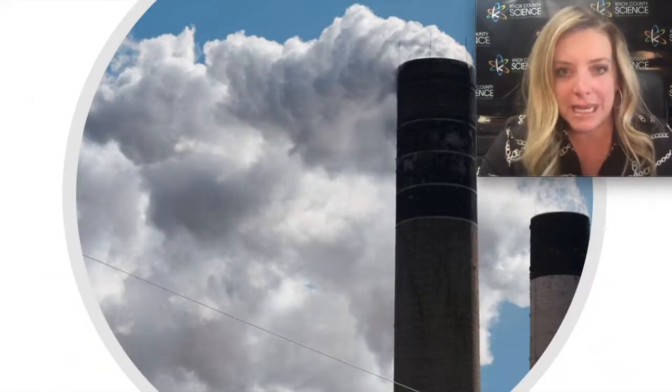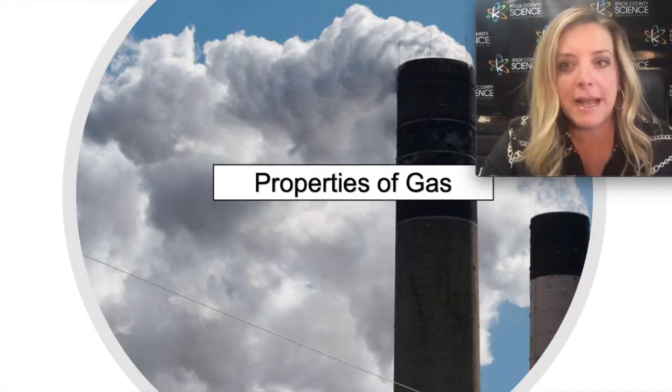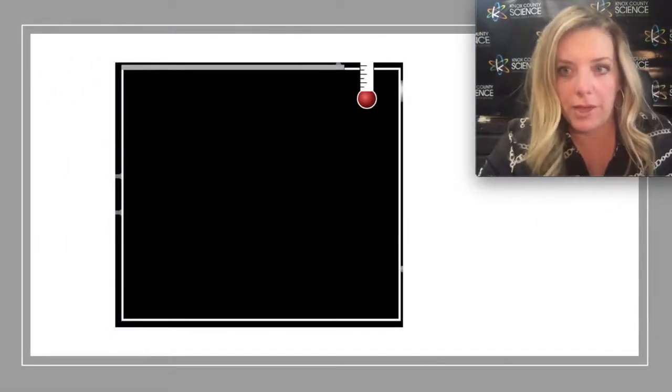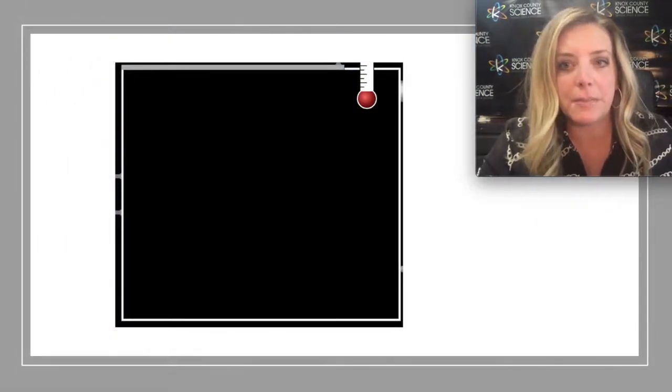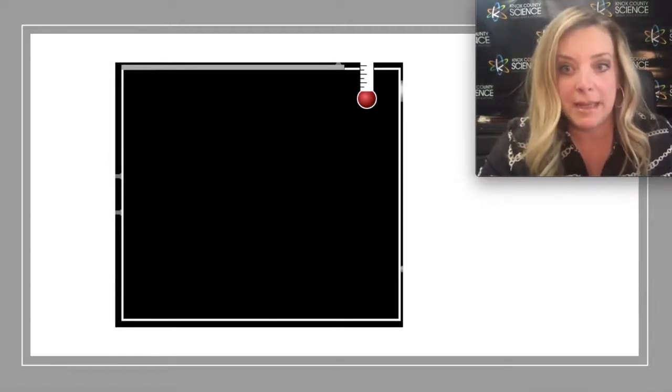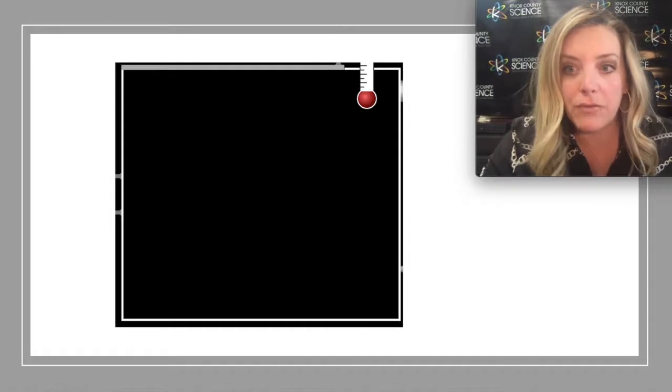So let's spend a little bit of time talking about a gas today. We're going to remind ourselves what those properties are. And I have a special simulation for you. It's going to show you some gas particles, and I want you to notice how they behave. What do you see? Tell somebody in your home what you notice about them.